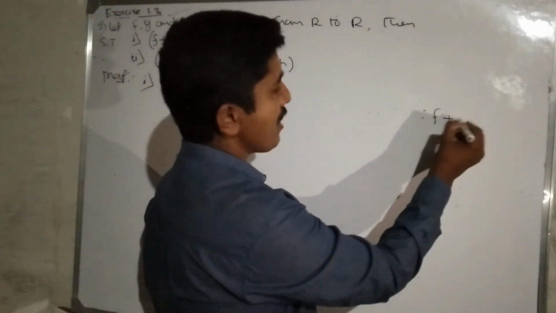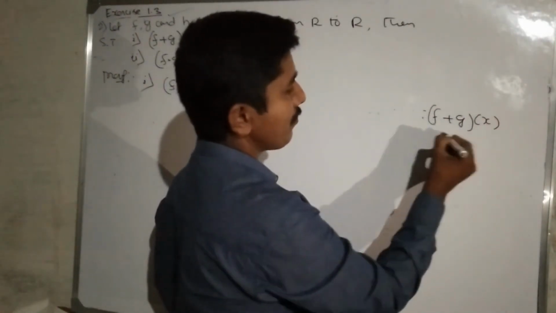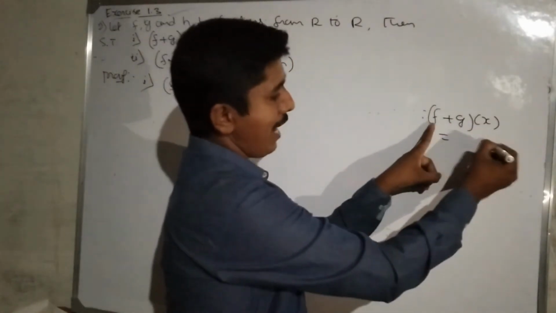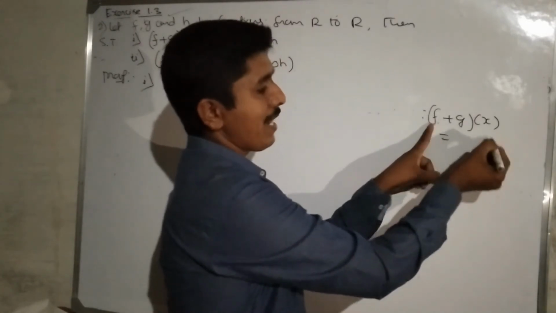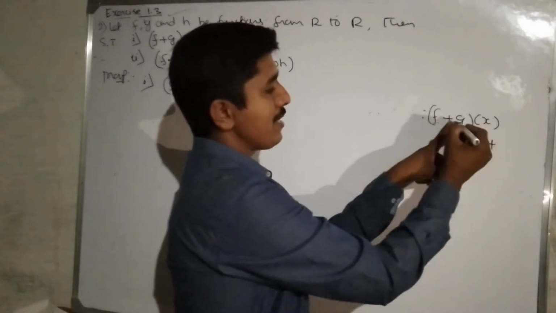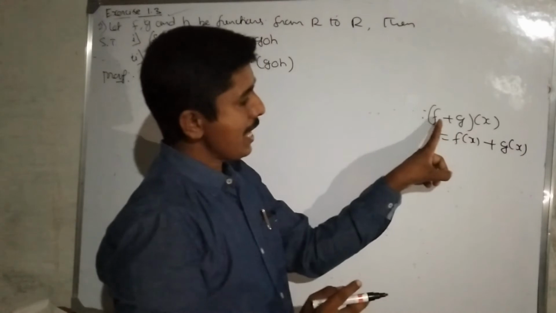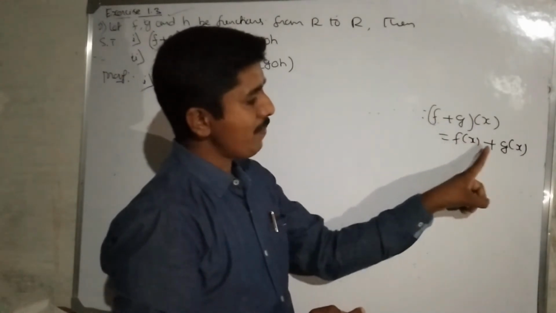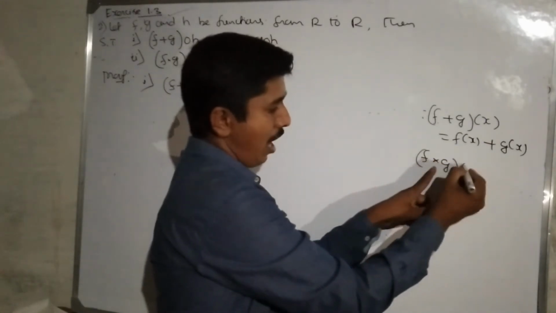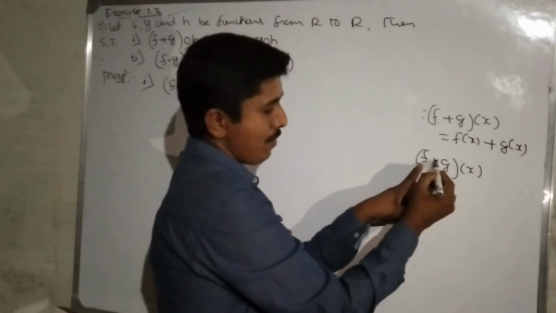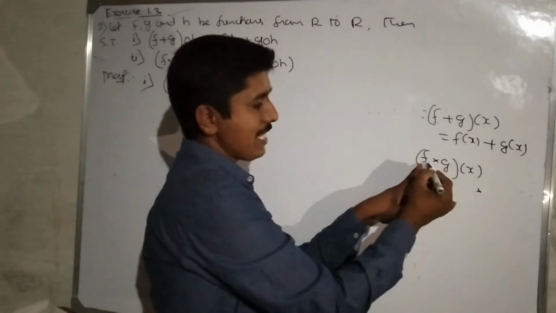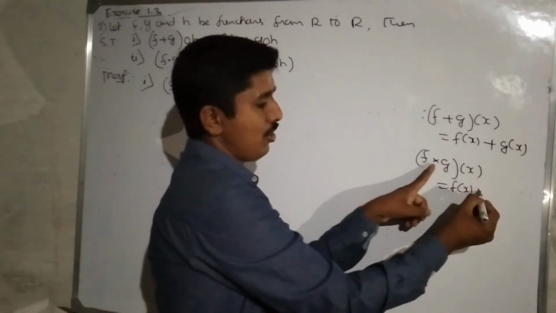Here the sum of two functions, (F plus G) of x, is a function of x, meaning each function is a function of x. So (F plus G) of x can be written as F of x plus G of x. Similarly, the product of two functions, (F into G) of x, can be written as F of x into G of x.